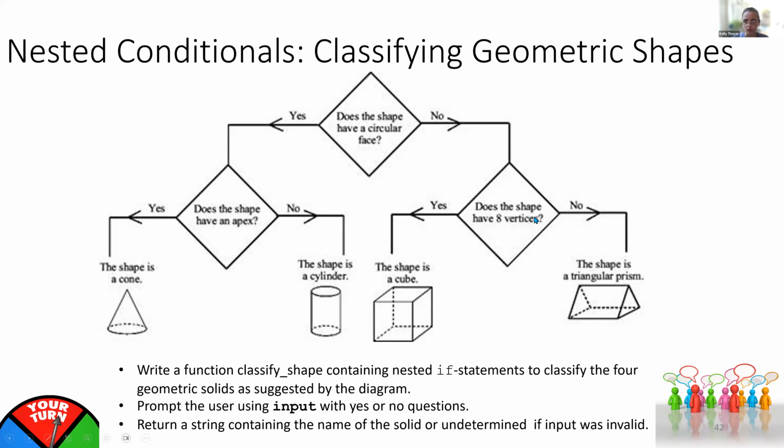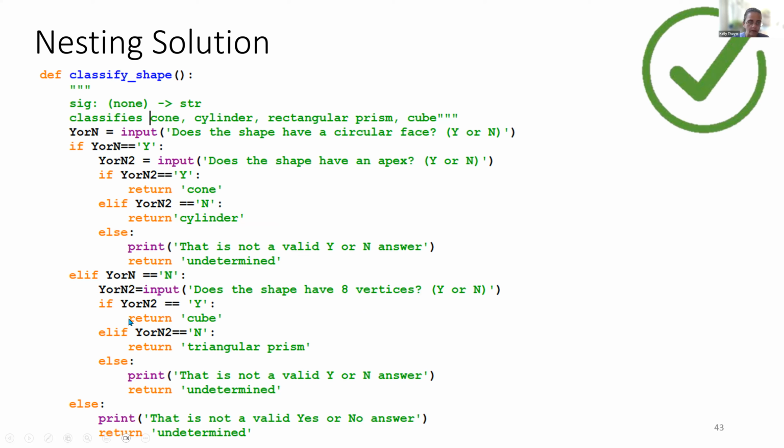So let's take a look. Does the shape have 8 vertices? Y or n? If they say y, we know it must be the cube. And then we have if y or n 2 equals n, then it must be the triangular prism. And again, we will handle that edge case with print that is not a valid y or n answer, and it will return undetermined. So we can get undetermined either way if they don't correctly answer the question.